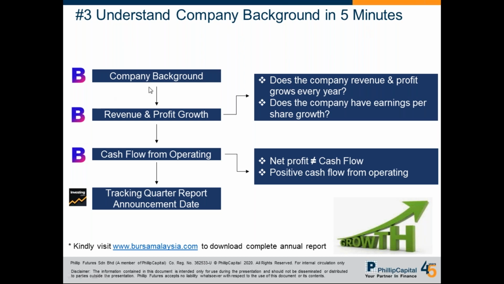So this one, first thing first, we understand what is the company doing. Okay. Second, we try to at least see that the company has profit and revenue growth for the past 3 to 5 years. Okay. So from Bloomberg, it basically summarizes everything for you. You can see whether the company has revenue and profit growth every year. Does the company have earnings per share growth? Bloomberg actually did all the forecasts for you, so you just need to look at it.